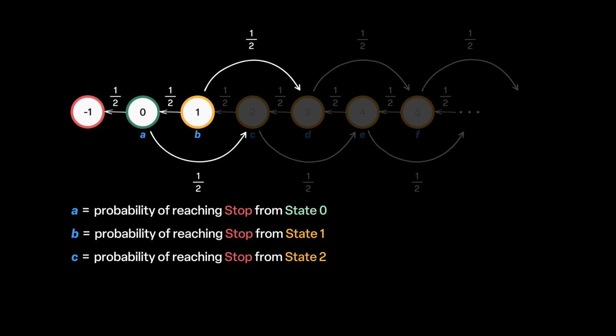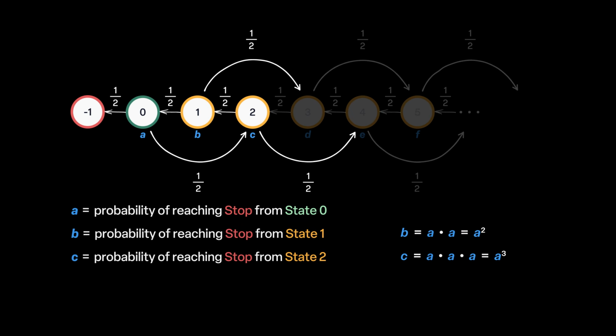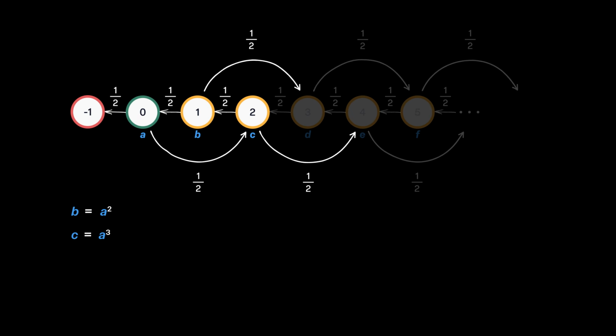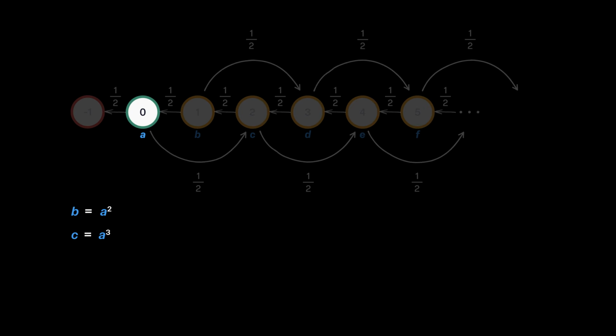Hence, the probability of eventually going from state 1 to state 0 is A, and the probability of eventually going from state 0 to state -1 is also A. Therefore, the compound probability B is A times A, or A squared. In the same way, C is equal to A times A times A, or A cubed. Let's remember those equations. We need one more equation to solve. Look at state 0, the start state.